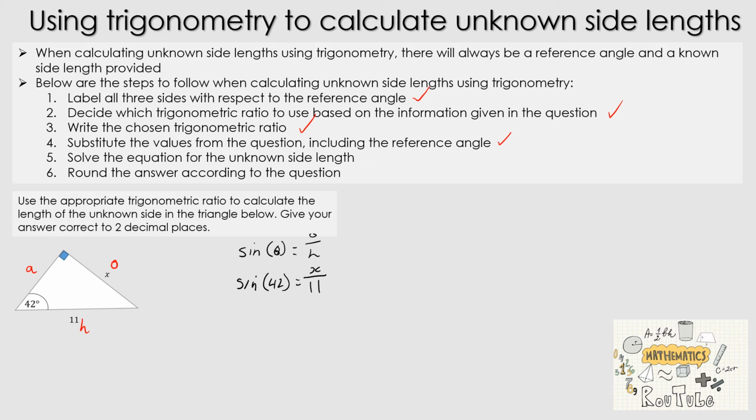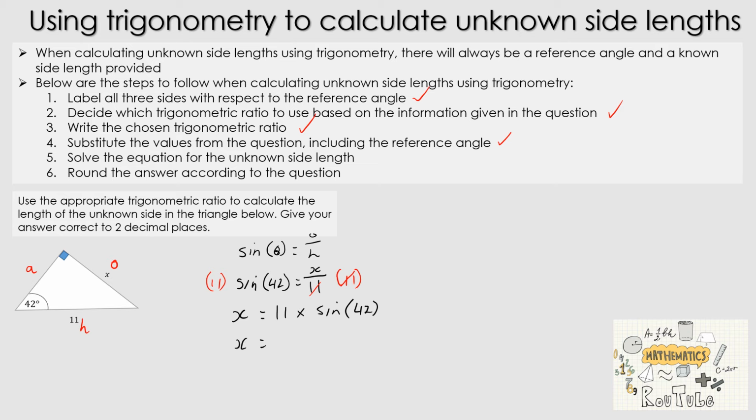So we need to isolate x or get x on its own. So what we're going to do is multiply both sides of the equation by 11, which is then going to cancel out the 11s on the right hand side, which is then going to leave x on its own, which is what we wanted. So here we have x equals 11 multiplied by sine 42 degrees. And then now we can simply type that into our scientific calculator, and that should hopefully give us an answer.